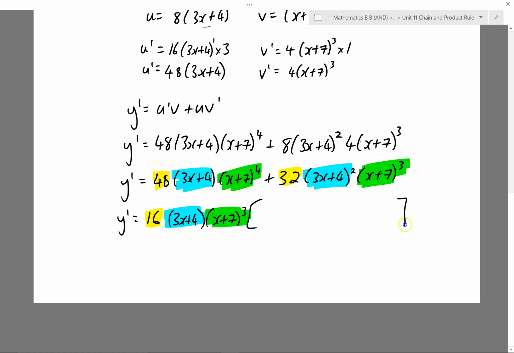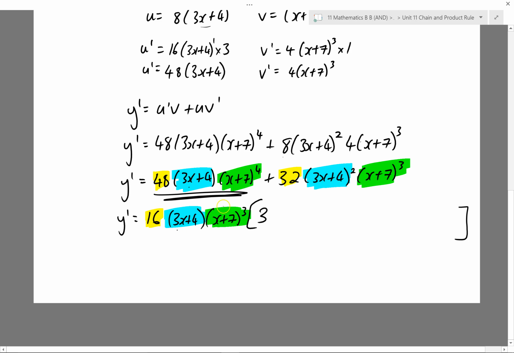And then in a big set of brackets, probably bigger than that, we'll see, we'll write what we have left over in both of these terms. So in this first term, to get from 16 to 48, I need to multiply by 3. So I'll have a 3 there. The 3x plus 4 is already there, all good, but I need one more x plus 7. Okay, so that when you do this multiplication, I'll have 16 times 3 for my 48. My 3x plus 4 is there, okay, and x plus 7 cubed times x plus 7 gives me my x plus 7 to the power 4.